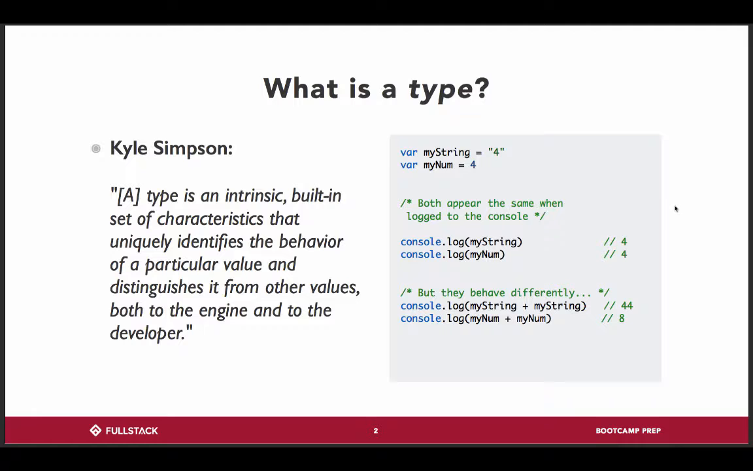So what is a type? A type is a thing that has a built-in set of characteristics where the developer and the engine sort of know what to expect out of it. You know, a string has certain methods to it, and it behaves in a certain way. Same with a number, an object, an array, etc.